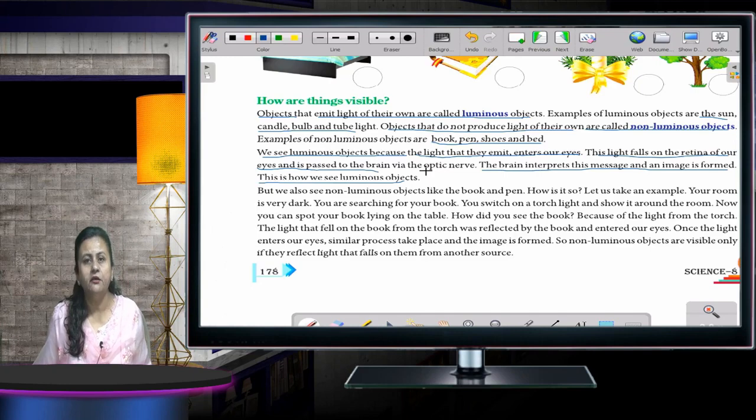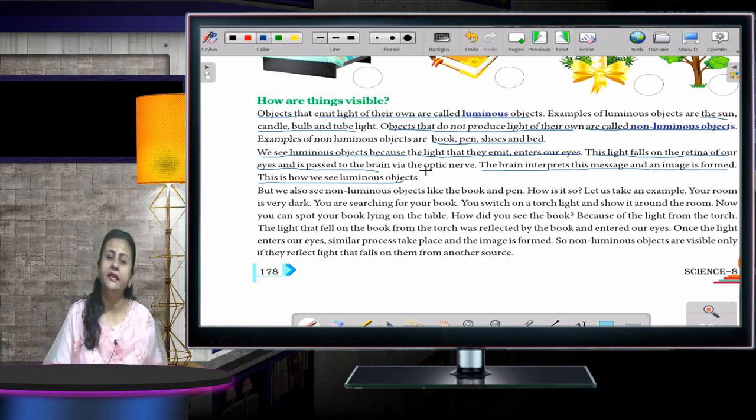But we are able to see non-luminous objects also. Like you have a book, you are able to see it. Why is it like that? Because the light is falling on it and the light which is falling on it is getting reflected back to your retina. Now when it is falling on your retina, the brain interprets it and an image is formed.